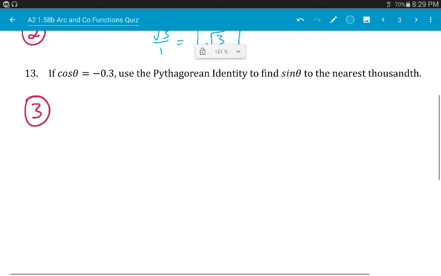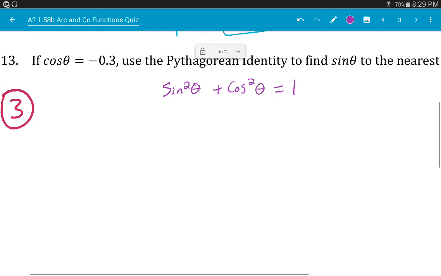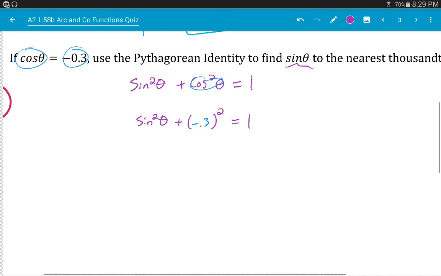Okay, if cosine theta equals negative 0.3, use the Pythagorean identity. Ooh, I know that. The Pythagorean identity is sine squared theta plus cosine squared theta equals 1. So they tell me cos theta is this, so that's convenient. So I'm going to get negative 0.3 squared. And I don't know sine yet. I still need that. They want me to find sine.